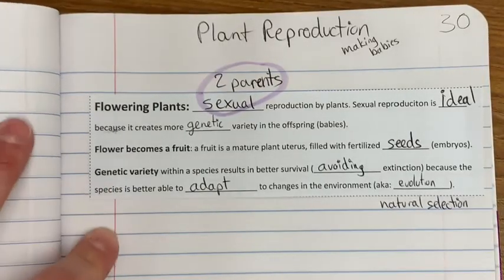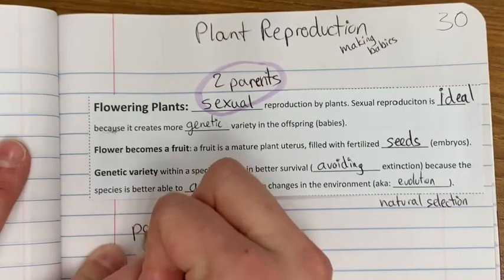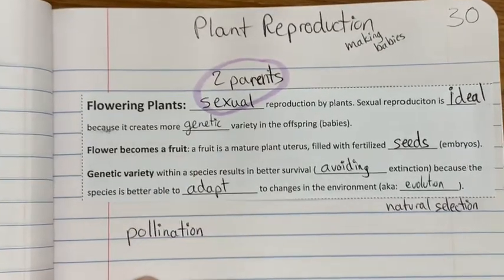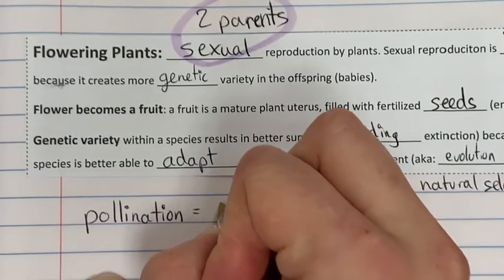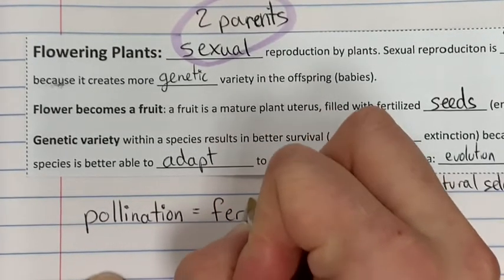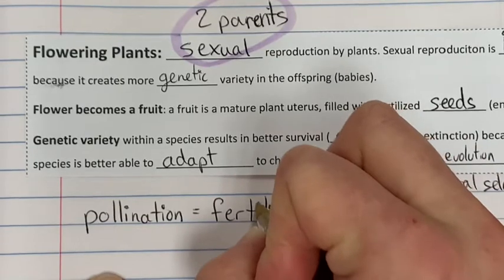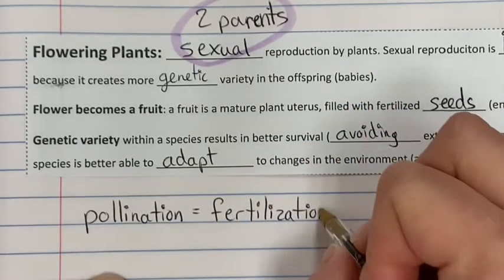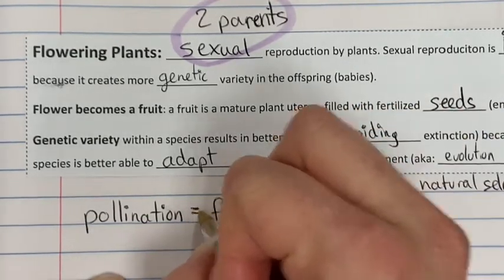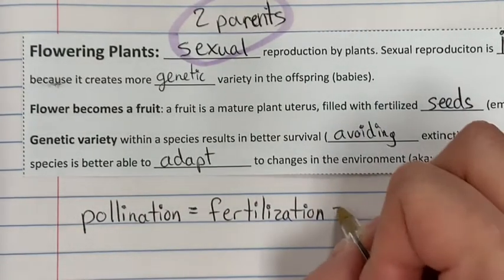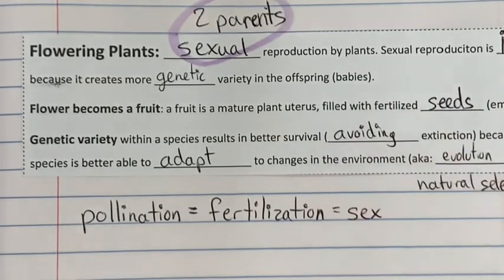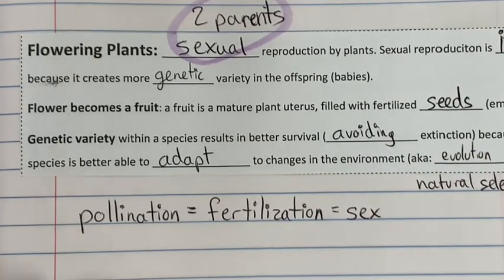Now, a few terms. Pollination. The flower gets pollinated. All right, pollination is synonymous to fertilization. Fertilization is when the male and the female gametes come together. The egg and the sperm come together. That's fertilization. In other words, we're just talking about sex. Pollination is fertilization is sex.